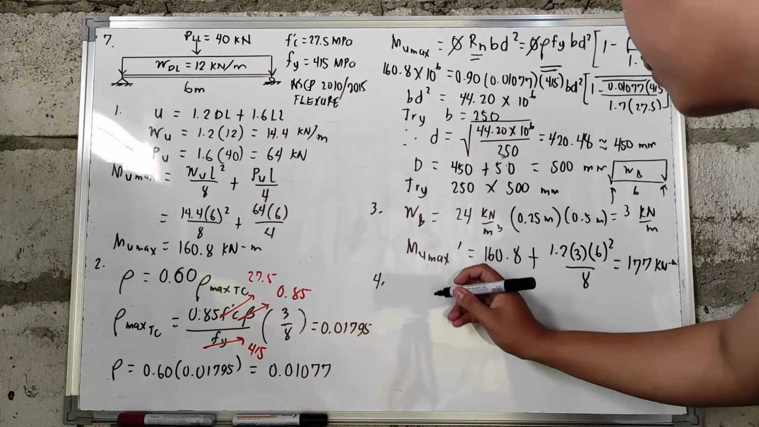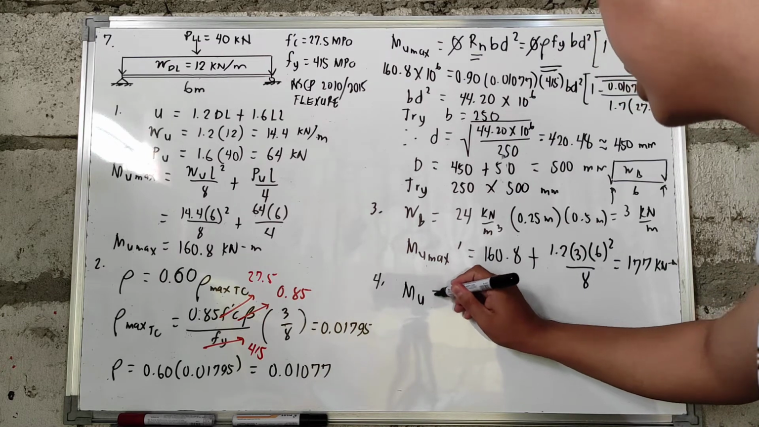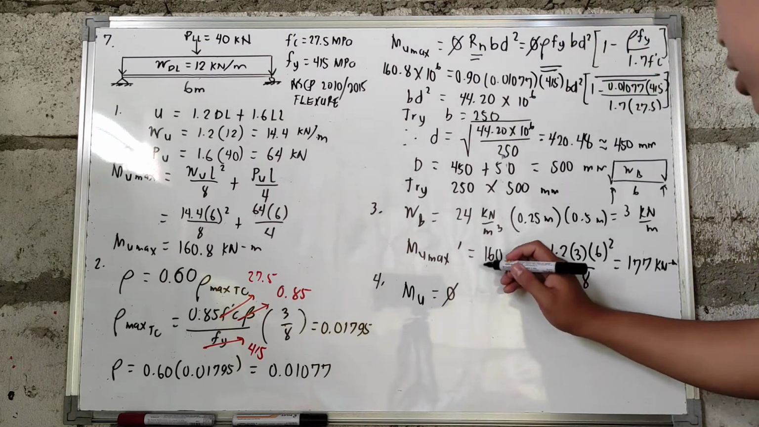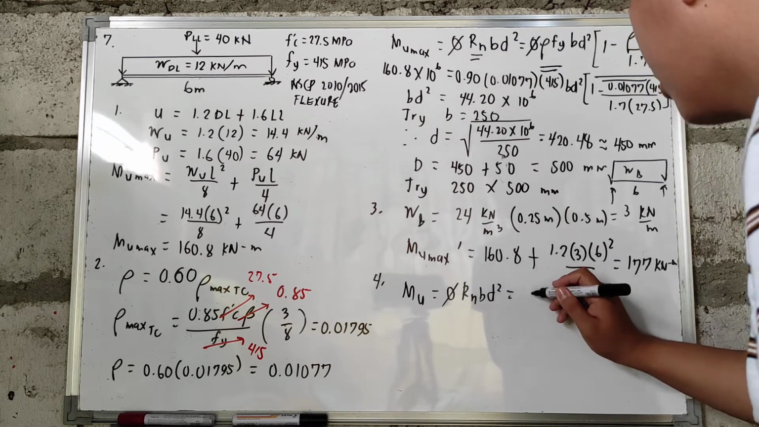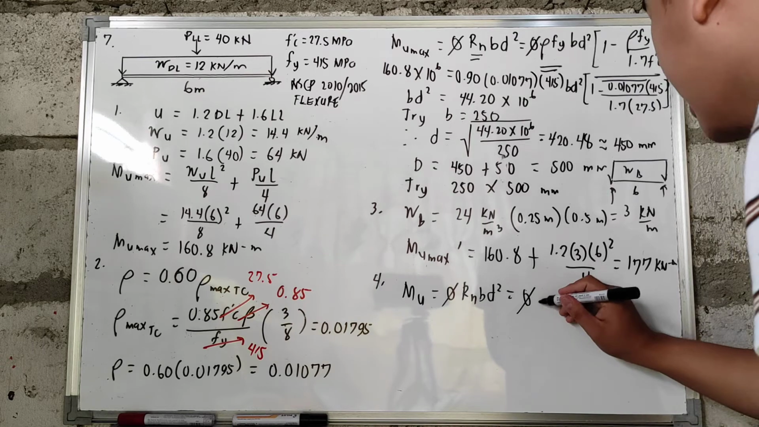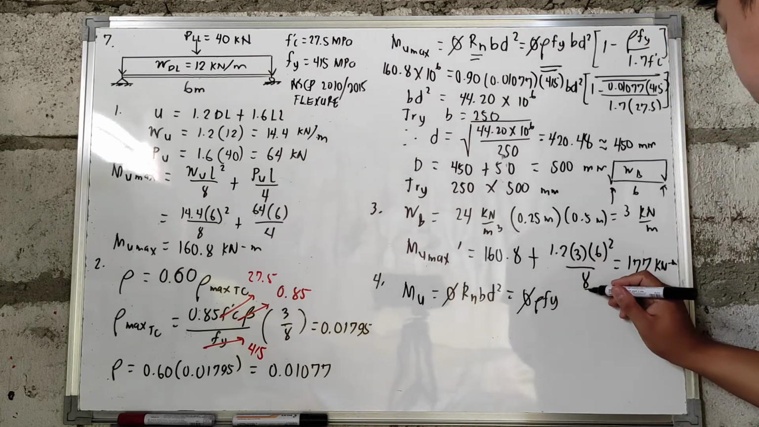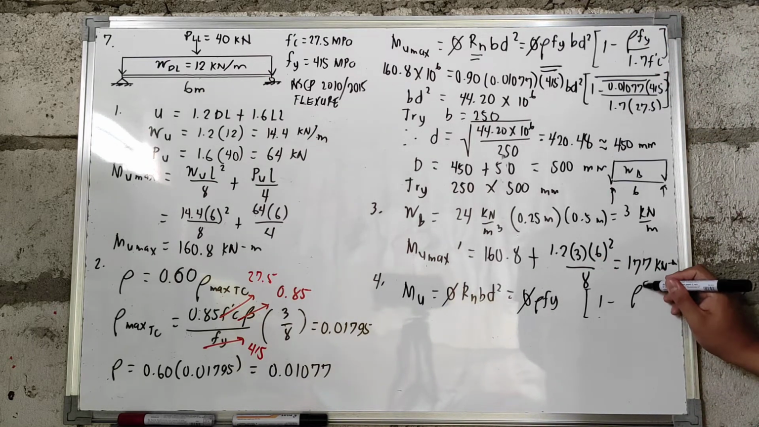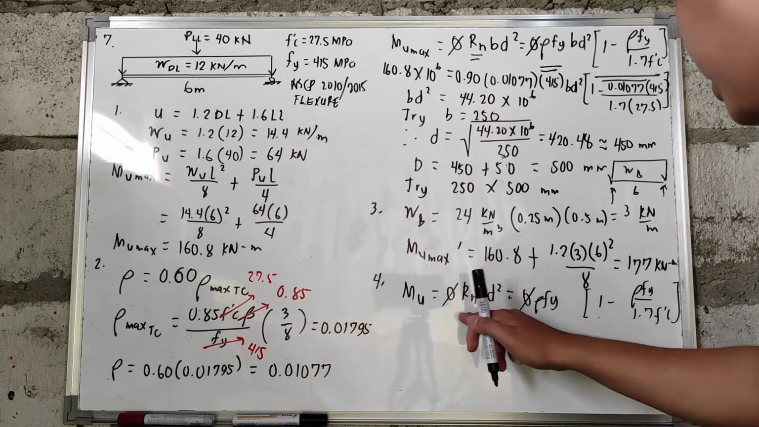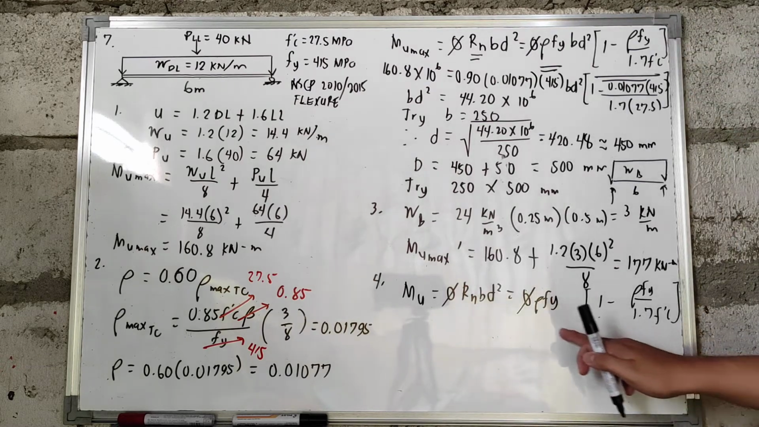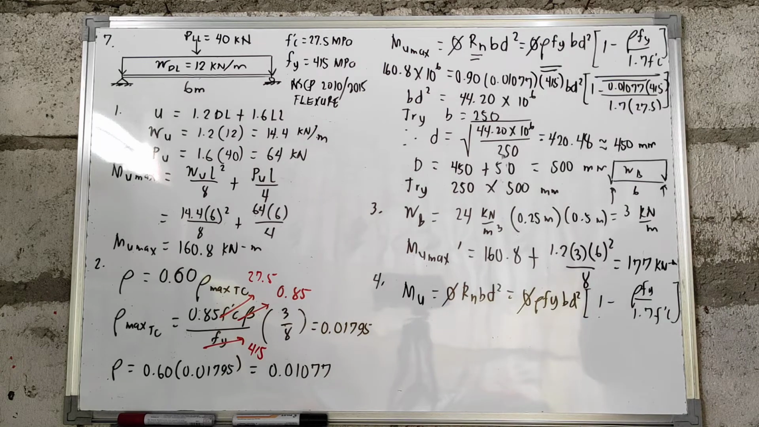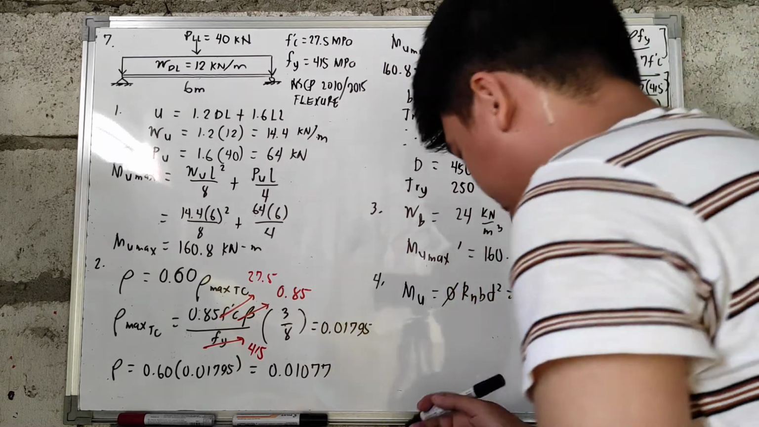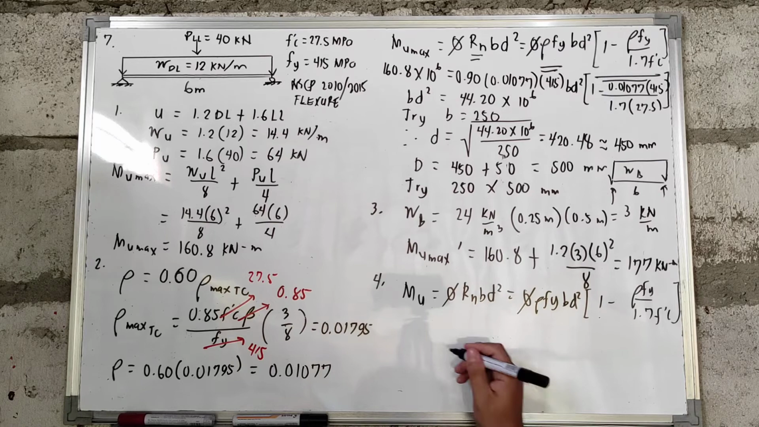So we'll now compute for the tension. So let's say MU, that is yung reduction factor natin times yung Rn natin times BD squared. Or equal to reduction factor, yung Rn natin, that is rho Fy multiplied by 1 minus rho Fy over 1.7 F prime C. Multiplied by, ito yung formula natin for the nominal resistance, multiplied by BD squared. So with that, substitute lang natin yung mga values natin.